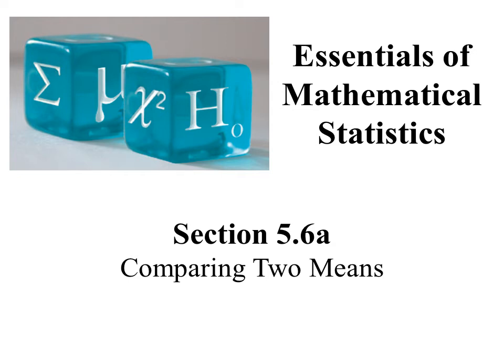Hello, this is the section 5.6a lesson. The topics in this lesson come from the first half of section 5.6. And the topics in this section are going to be very similar to what we did in section 5.4 in that we are going to be comparing two independent populations. The biggest difference here is that instead of comparing population proportions, we're going to be comparing population means.